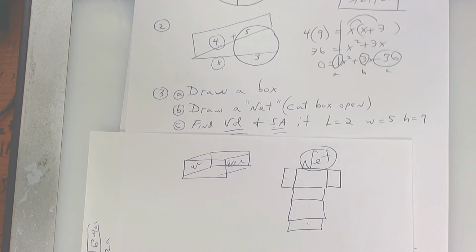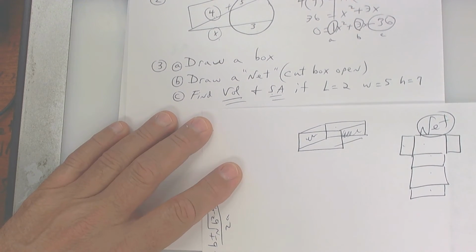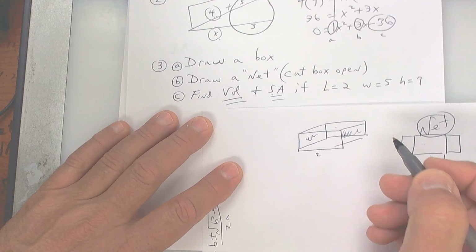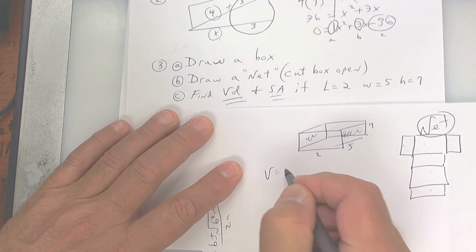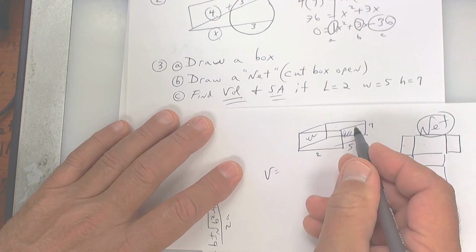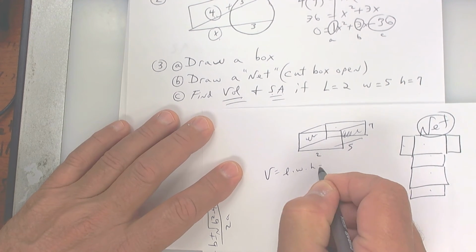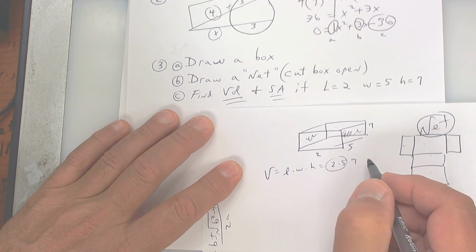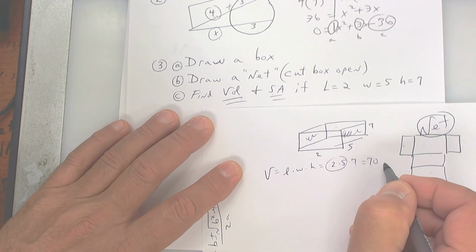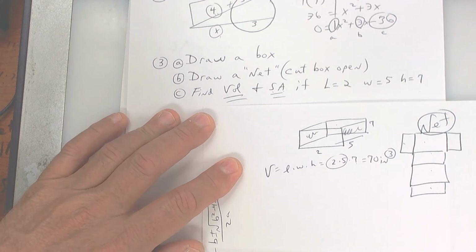So look here, the last one. They want you to figure out surface area and volume. Well, the length is 2, the width is 5, and height is 7. Volume of a rectangular prism or a box is going to be length times width times height. So it's just 2 times 5 times 7. This is 10 times 7 gives you 70 cubic inches. It's volume, so it's of the 3rd degree.